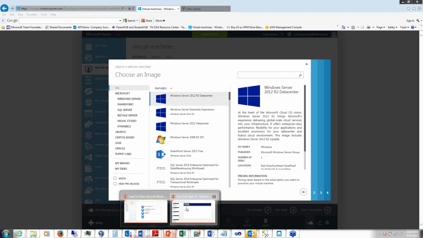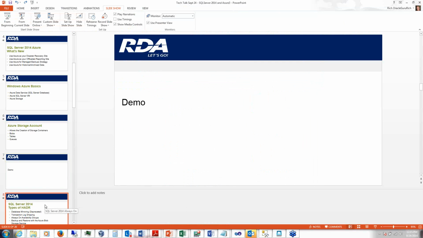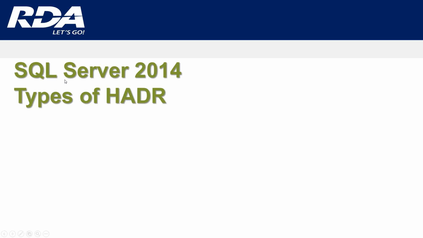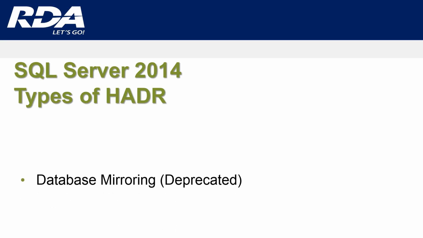All right, let's come back to our presentation today. And let's talk about SQL Server 2014 and the types of high availability and disaster recovery that you have available to you. The first one is database mirroring. Now, one thing about database mirroring is it's been deprecated in 2014. This will be the last version that it's available. It's in very wide usage.